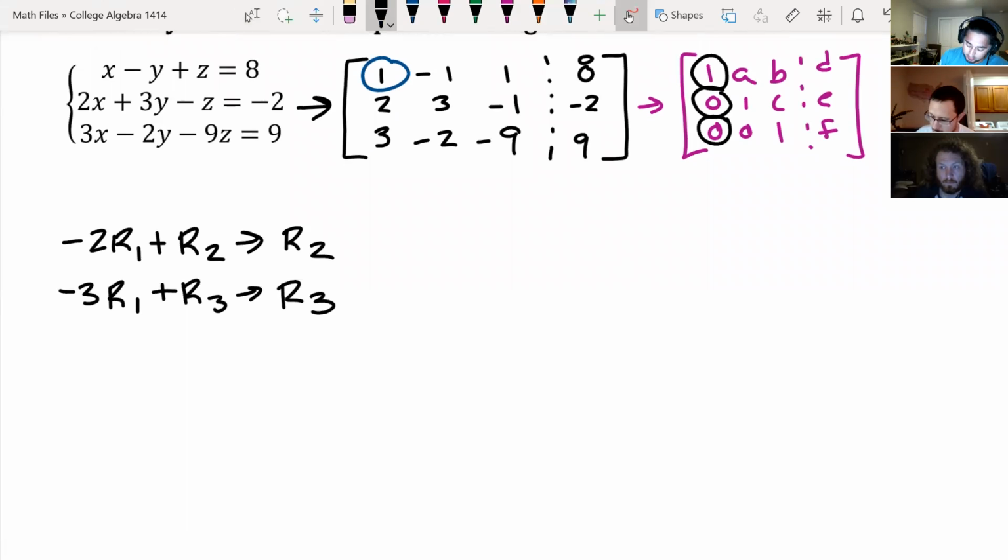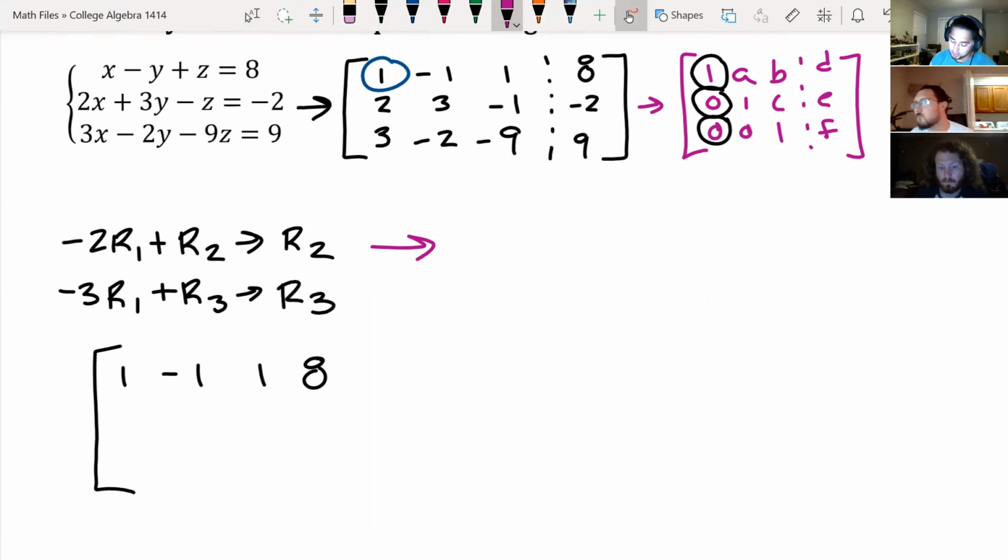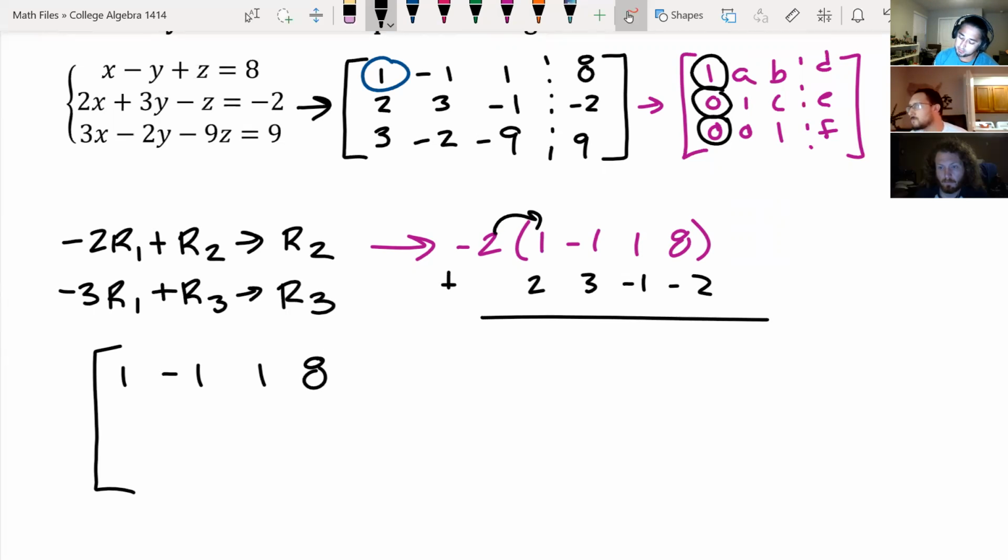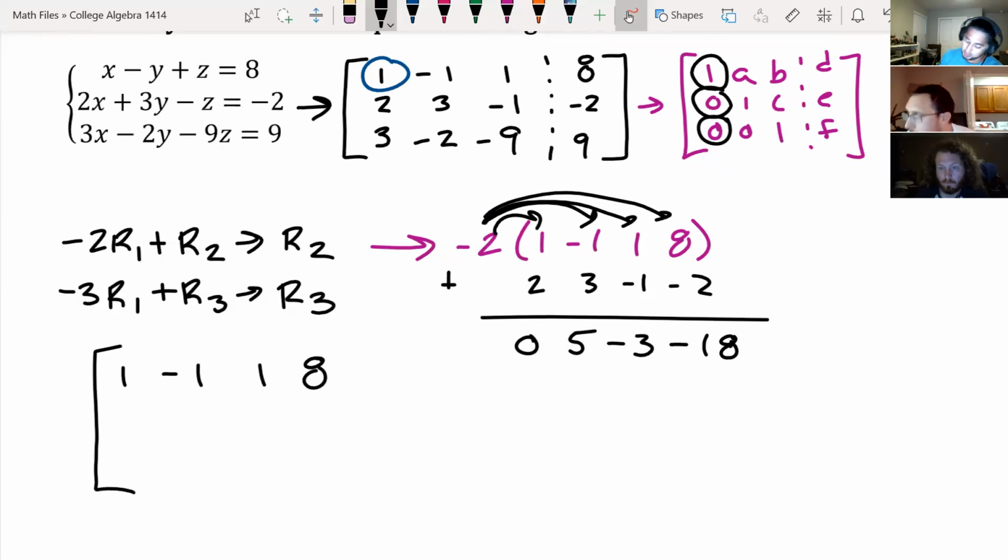All right. And with that being said, here's my matrix. Row 1 stays exactly the same. But now, side work. Here's the operation. It's -2 times everything in row 1 plus row 2. 2, 3, -1, -2. -2 times 1 plus 2, 0. -2 times -1, +2 plus 3, 5. -2 times 1 plus 1, -3. And -16 minus 2, -18. So there's row 2. 0, 5, -3, -18.